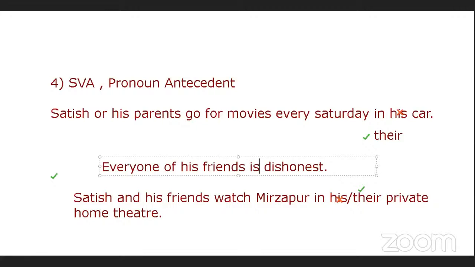If I want to change it, then I can say all of his friends are dishonest. अगर मैंने all बोला तो मैंने सबको वापस ले लिया. Everyone together, right? So all of his friends are dishonest. Every one of his friends is dishonest. Chalo, let's take it one more level.